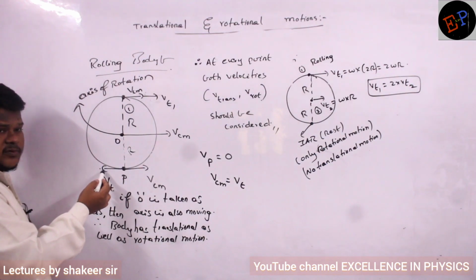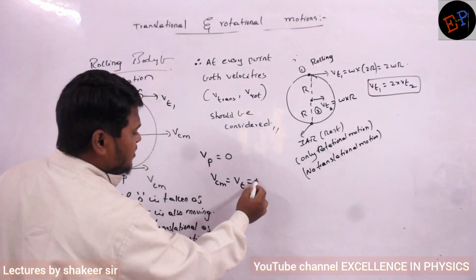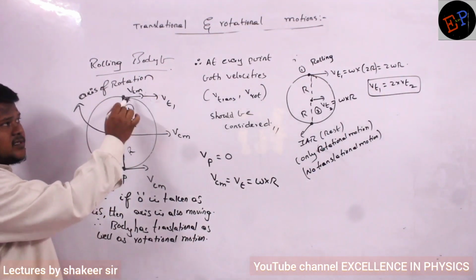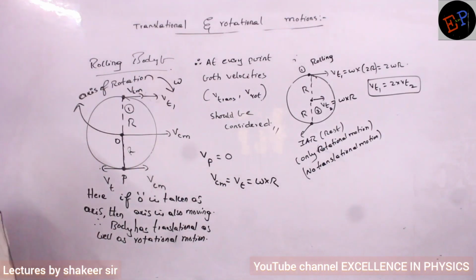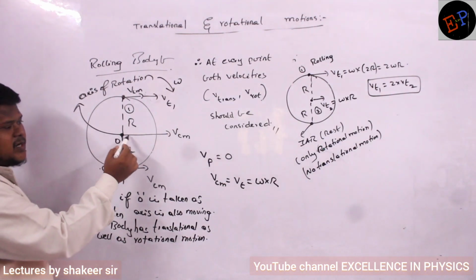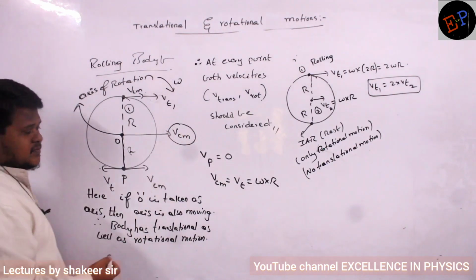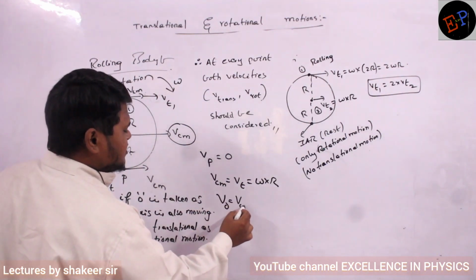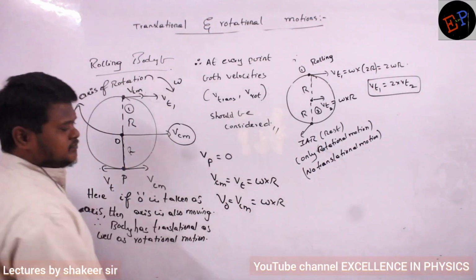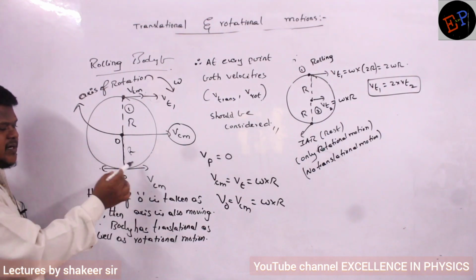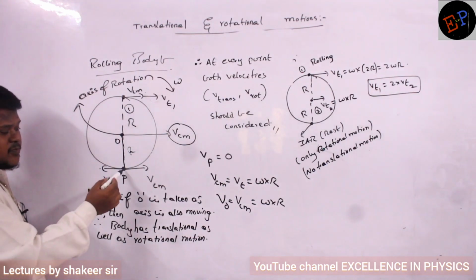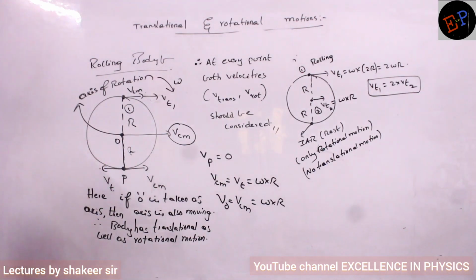And if you take this to be the axis of rotation, then what is the tangential speed? Tangential speed will be equal to omega into r, because radius is r and angular velocity is omega. Now if you take the middle point, this point will have only velocity of center of mass. So velocity of point O is nothing but velocity of center of mass, which is omega into r. So tangential speed and velocity of center of mass will be equal when the body is rolling, at point P only.